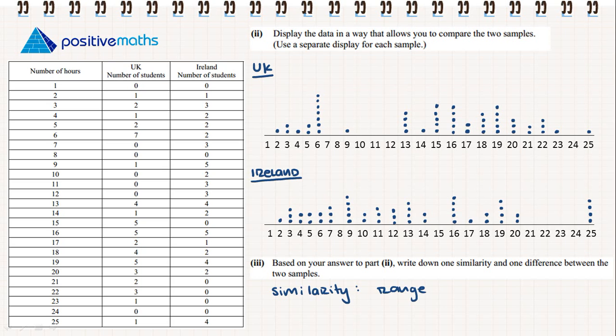So the range is the highest value minus the lowest value. So that's 25 minus 2. So the range for both sets of data is 23 hours.